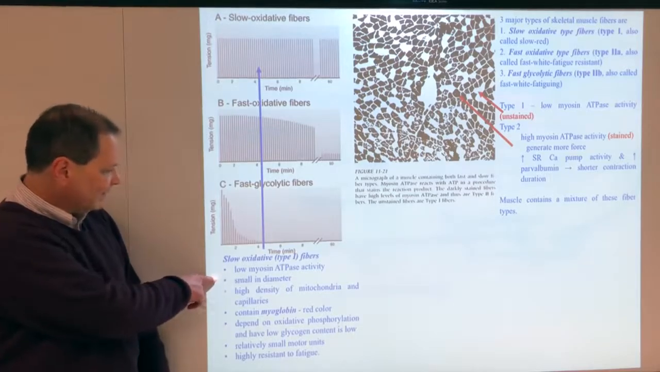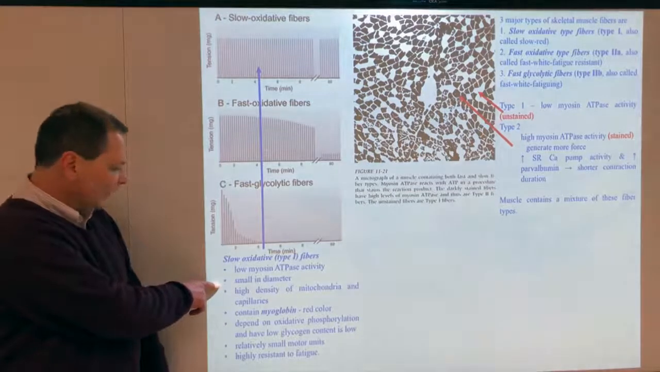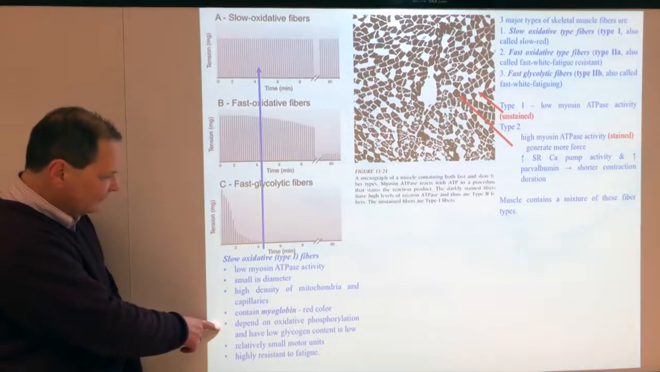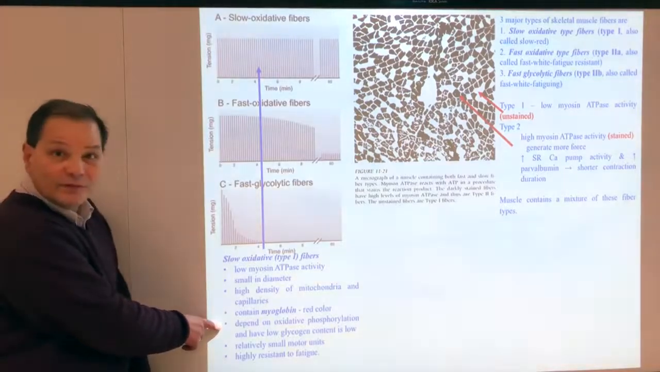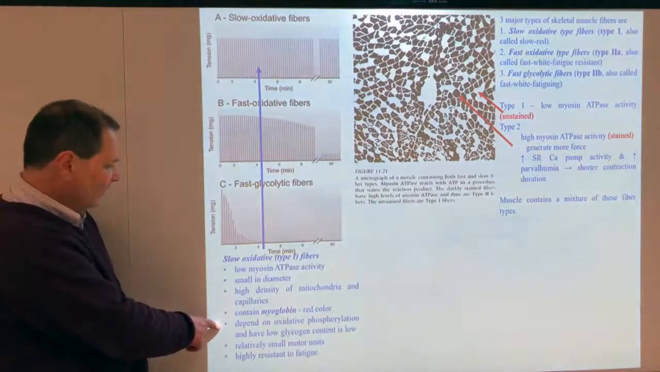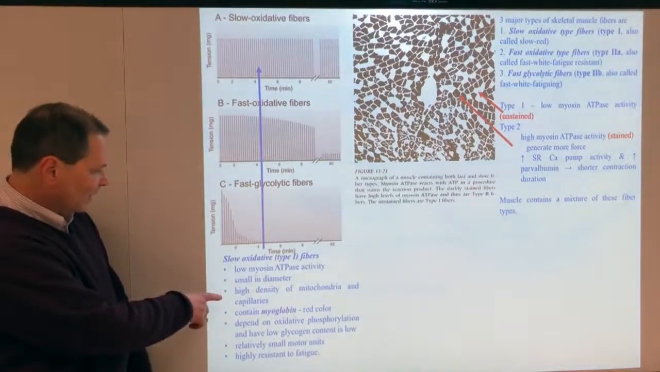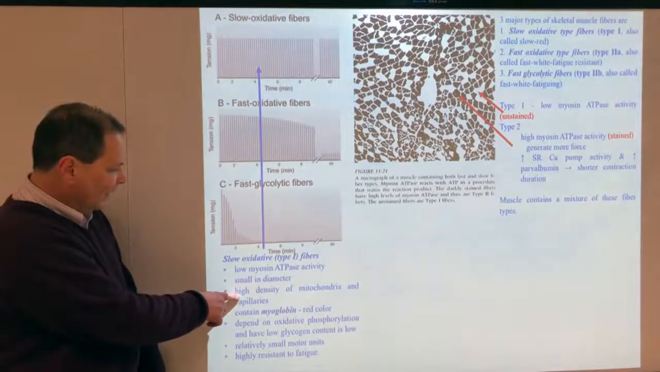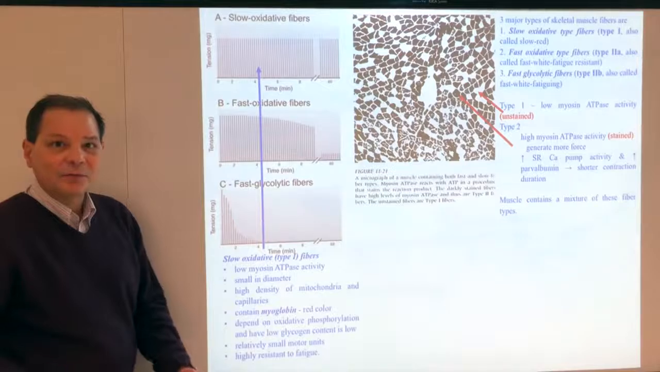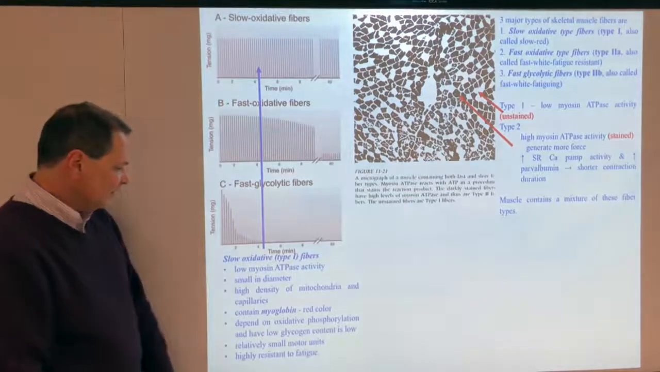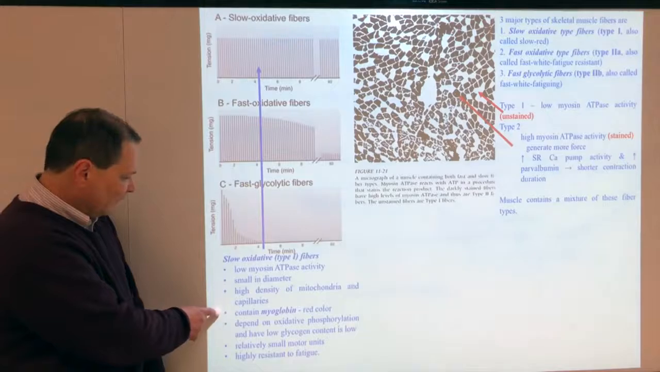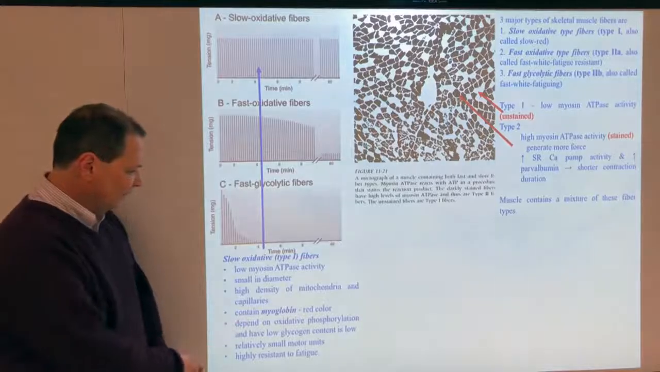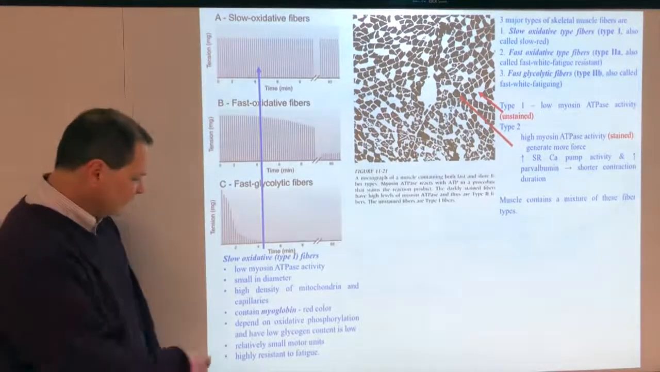Again, low myosin ATPase activity. They tend to be smaller in diameter, and they depend on oxidative phosphorylation for most of their energy, and therefore they need plenty of oxygen, and therefore, not surprisingly, you have a high density of capillaries in these muscles. And you tend to have a high density of mitochondria, of course, because they're utilizing the oxygen to generate your ATP. You also have myoglobin in these fibers. They're typically called red fibers because of the presence of the myoglobin. The type 2 are typically white fibers.